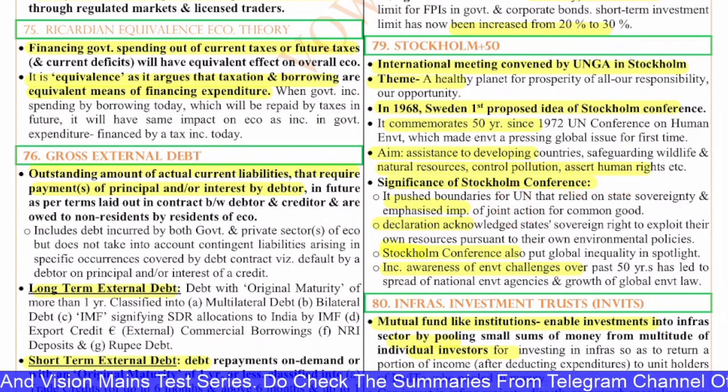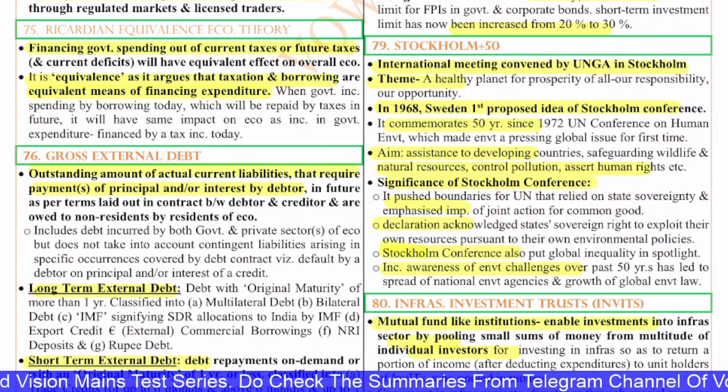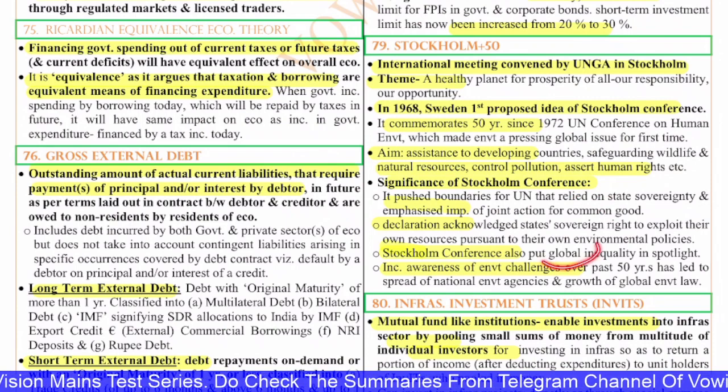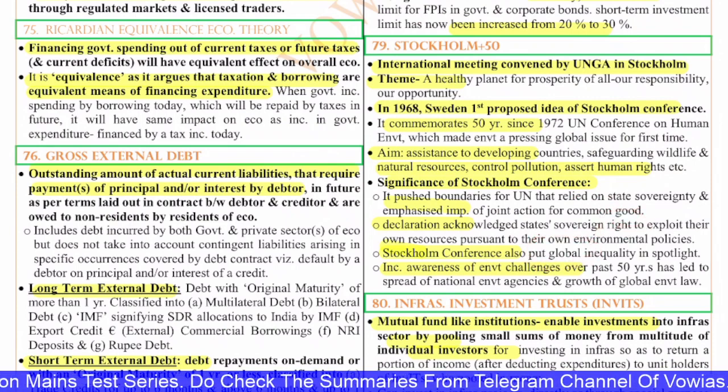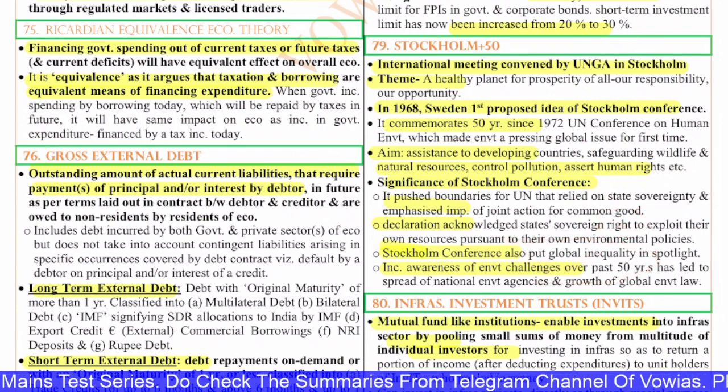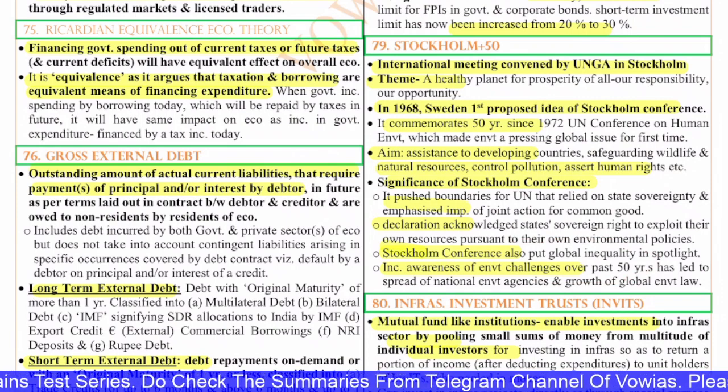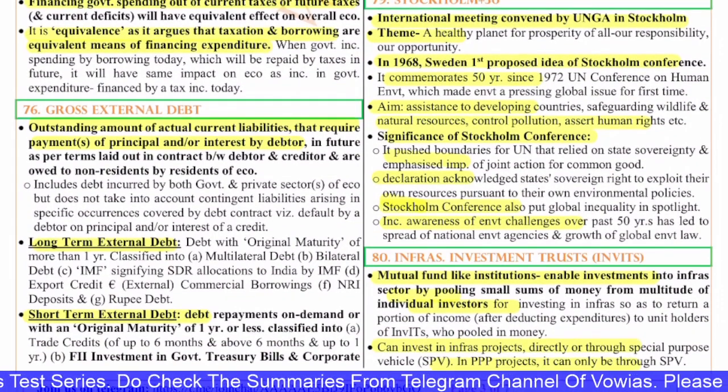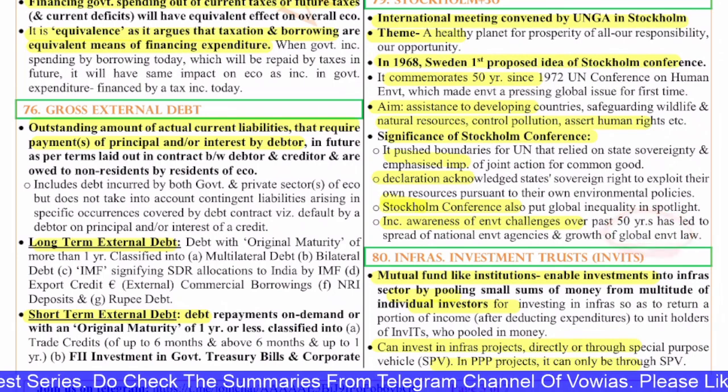The declaration acknowledged states' sovereign right to exploit their own resources. The conference also put global inequality in the spotlight and increased awareness of environmental challenges over the past 50 years, and has led to the spread of national environment agencies and the growth of global environment law.